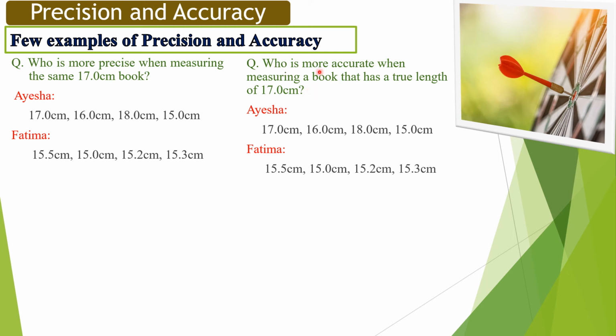Who is more accurate when measuring a book that has a true length of 17.0 centimeter? Measured values of Aisha's experiment are 17.0 centimeter, 16.0 centimeter, 18.0 centimeter, and 15.0 centimeter. Measured values of Fatma's experiment are 15.5 centimeter, 15.0 centimeter, 15.2 centimeter, and 15.3 centimeter. Aisha's experiment shows that the measured values are closer to the accurate value. That's why Aisha is more accurate when measuring a book that has a true length of 17.0 centimeter.